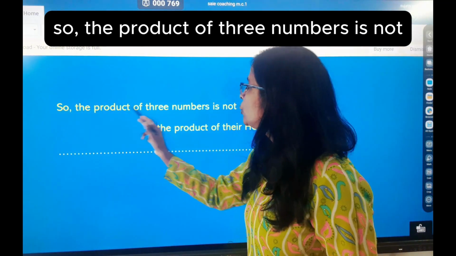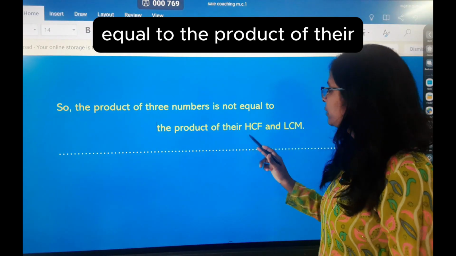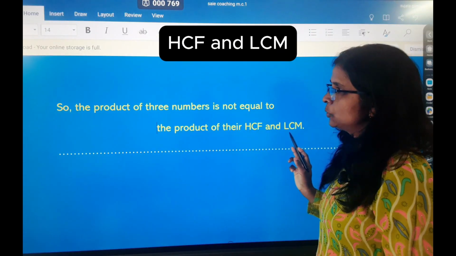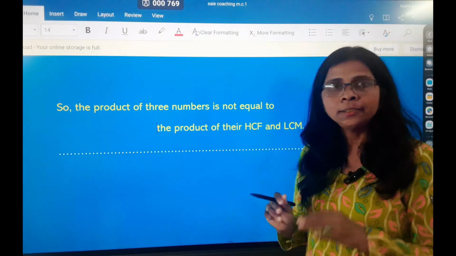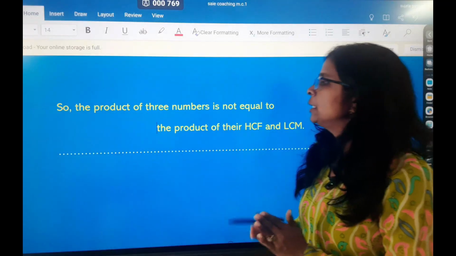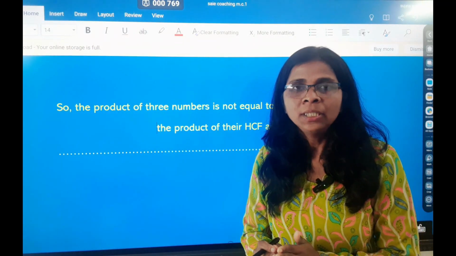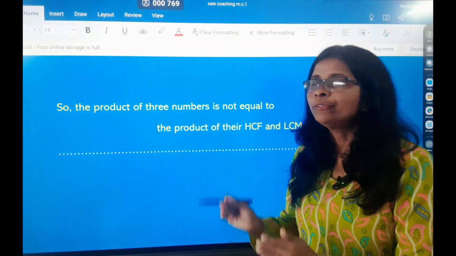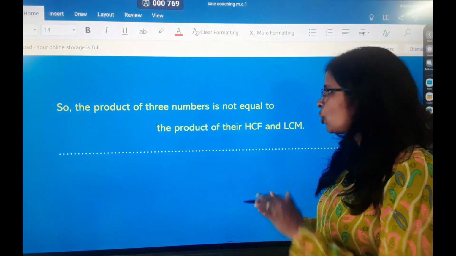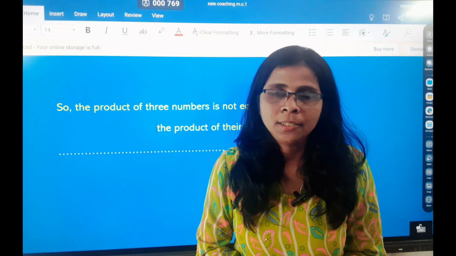So the product of 3 numbers is not equal to the product of their HCF and LCM. If there are 3 numbers and we have to calculate the HCF and LCM of them, then the product of these 3 numbers is not equal to the product of the LCM and HCF.